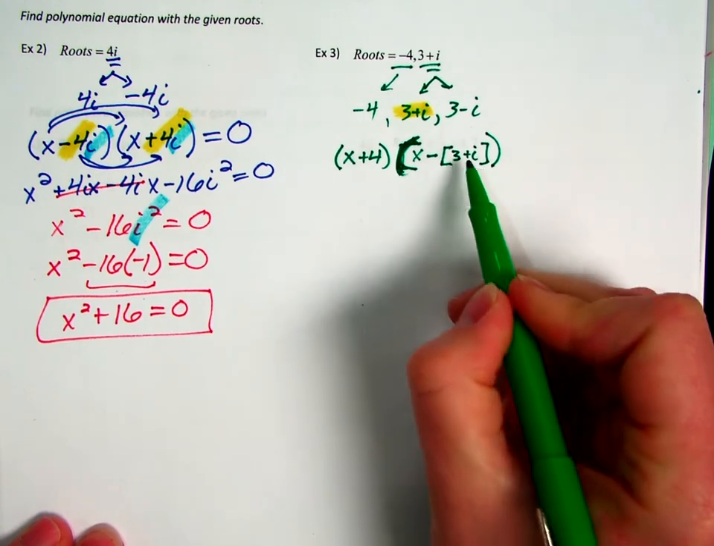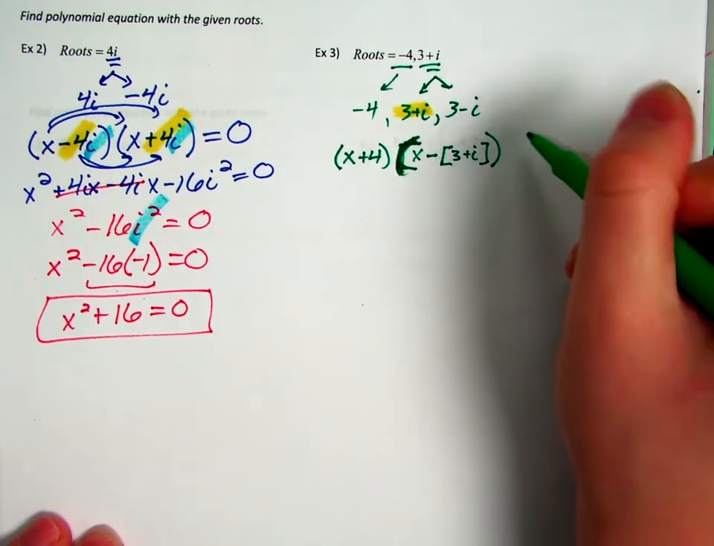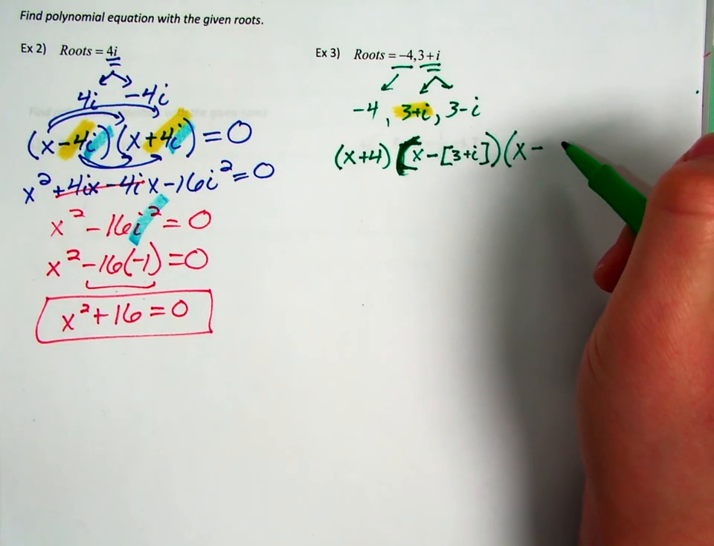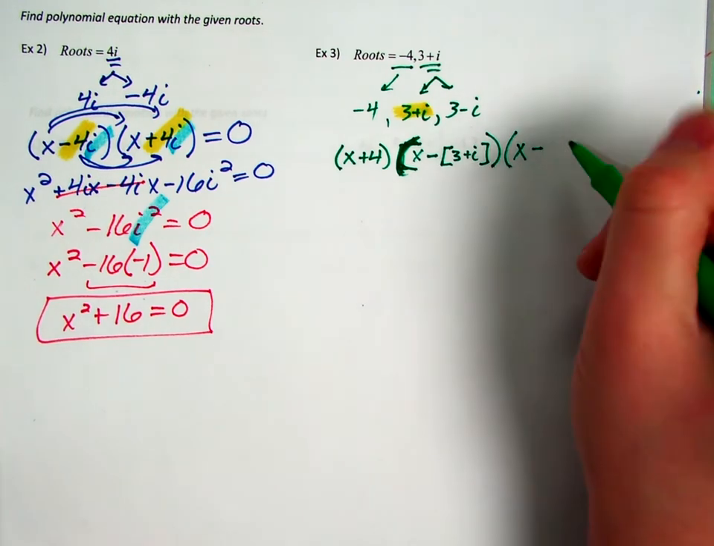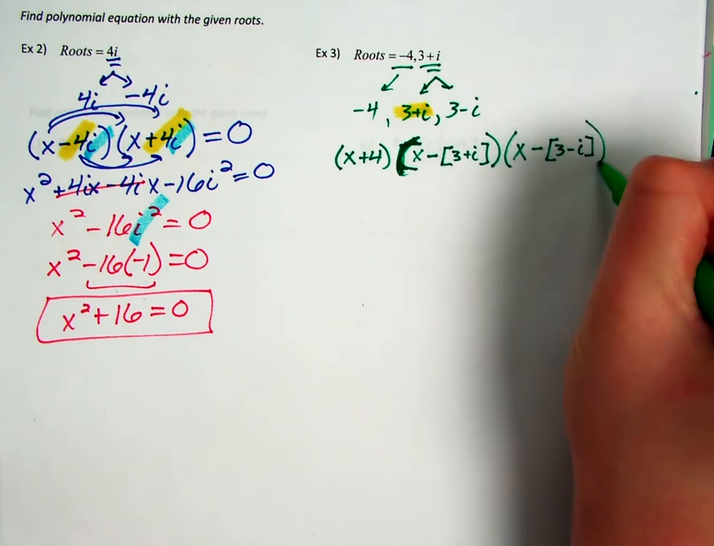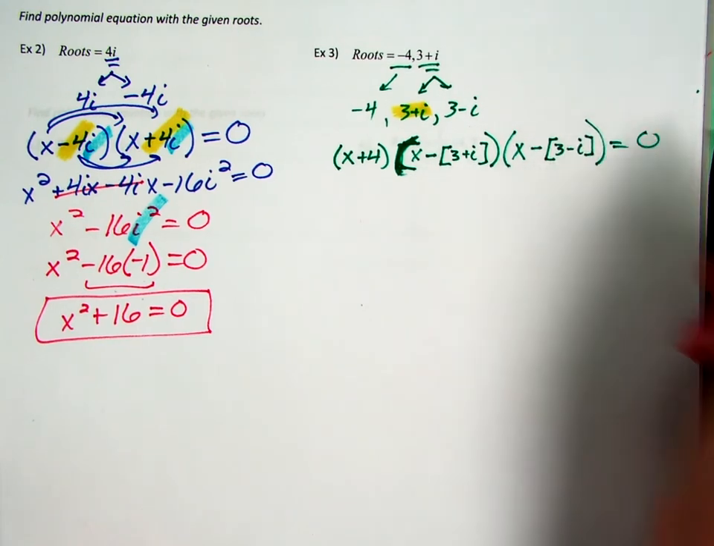So now when I go to do the next one, since this isn't just a single term, it's going to be x minus, and again, it is all of that I'm going to put in there. So 3 minus i equals 0.